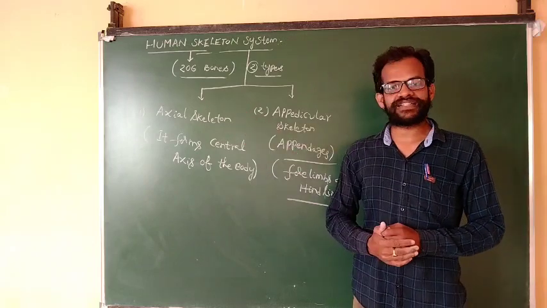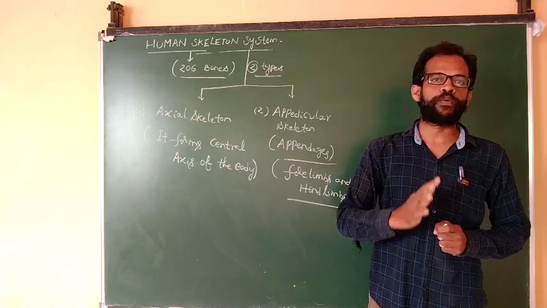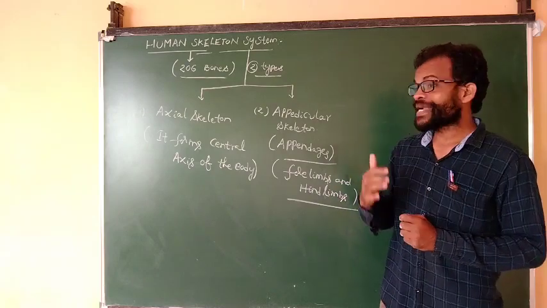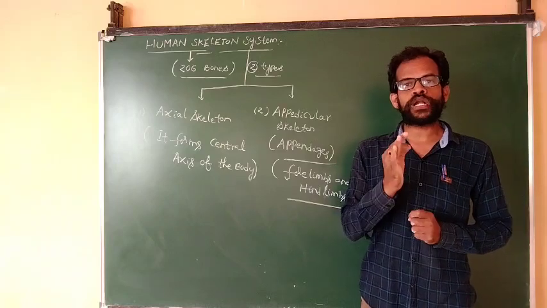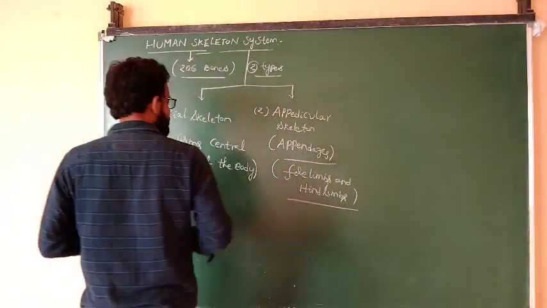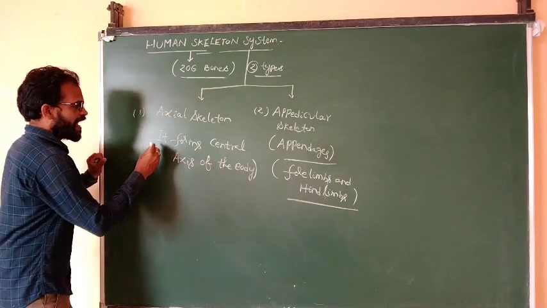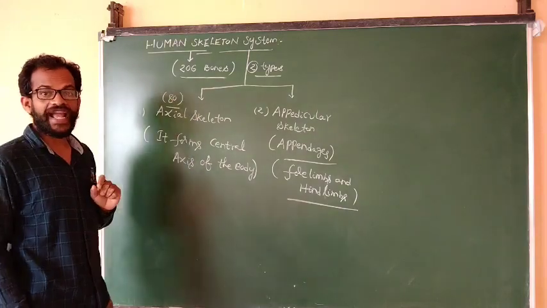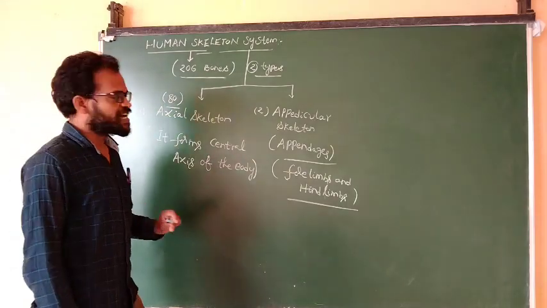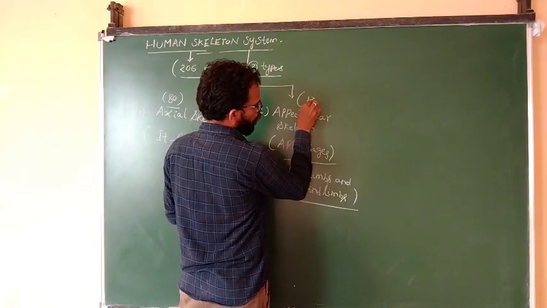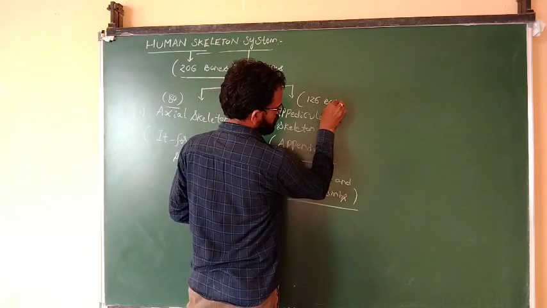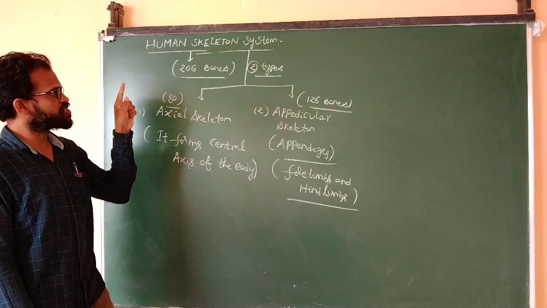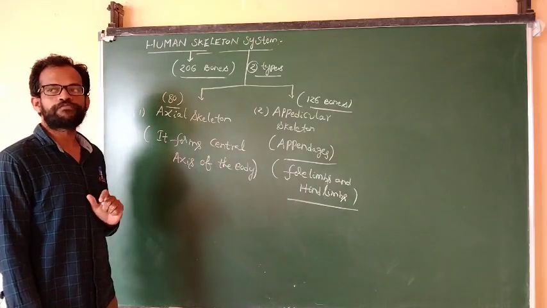The axial skeleton consists of 80 bones. How many bones are present in the axial skeleton? 80 bones. The appendicular skeleton consists of 126 bones. The total bones present in our body are 206.